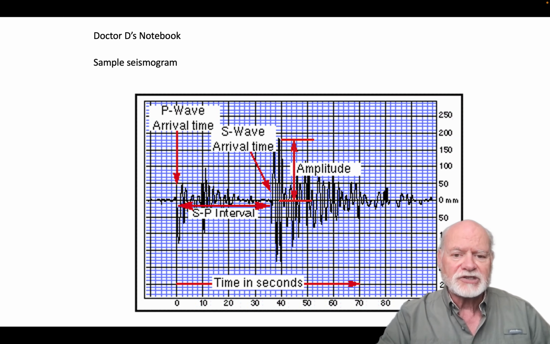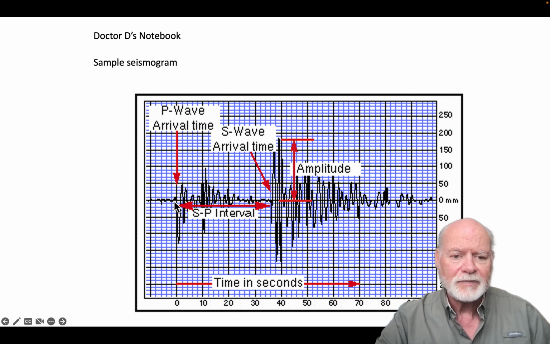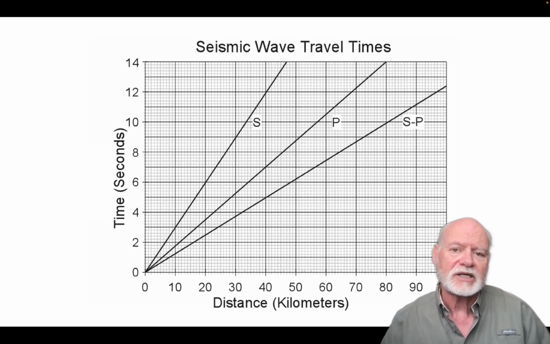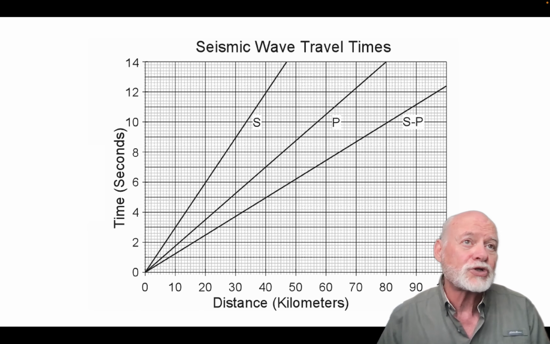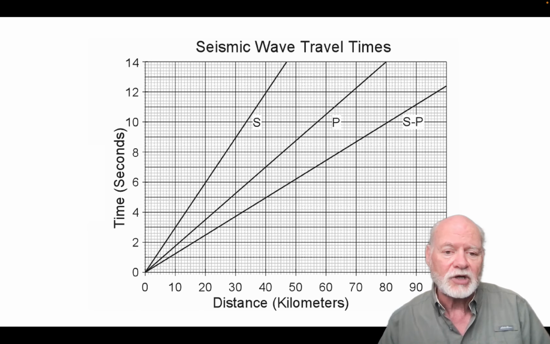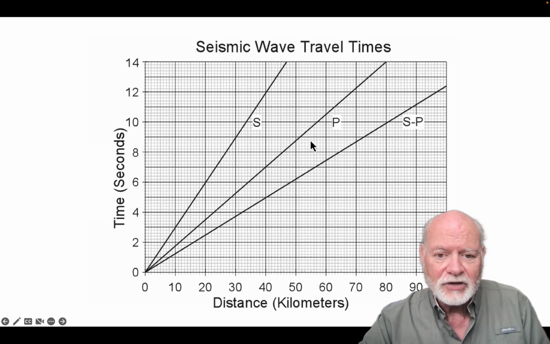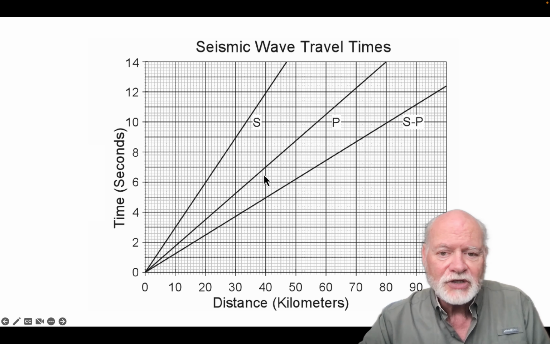So here's our sample seismogram again. The S minus P interval, again, is here. That's the TPA, or the P arrival time. This is the TSA, or the S arrival time. You take the interval between, and then you go to a seismic wave travel time conversion. This is using travel time curves. Now I'm going to just show you there are 3 curves on here. There's the S curve, the P curve, and the S minus P curve.